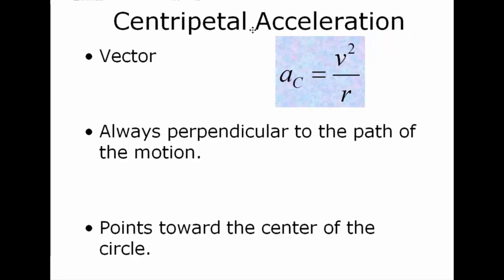The equation to find centripetal acceleration is going to be the velocity squared divided by the radius. That'll get you your centripetal acceleration. Again, it's always going to be perpendicular to the path of the motion.